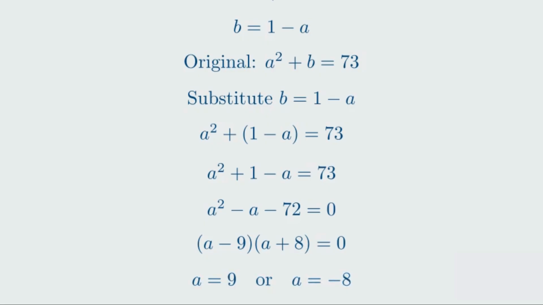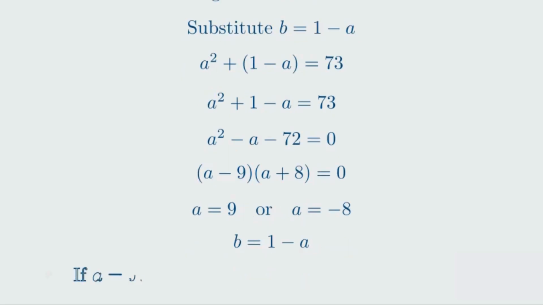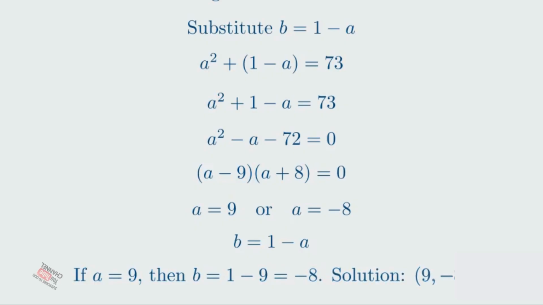For each of these a values, we need to find the corresponding b value using our relationship b equals 1 minus a. This is a crucial step. We use the specific relationship for case 2. First, let's take a equals 9. If a is 9, then b is 1 minus 9, which is negative 8. This gives us our third solution pair, 9, negative 8.